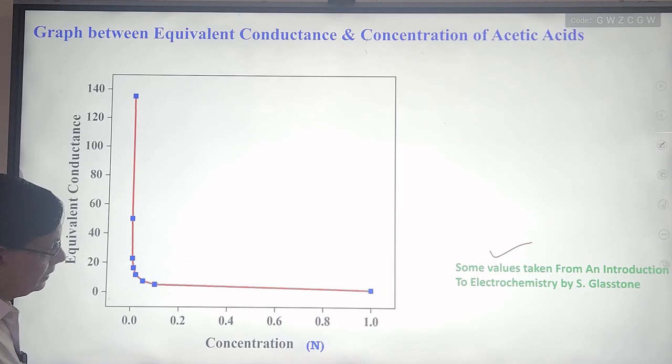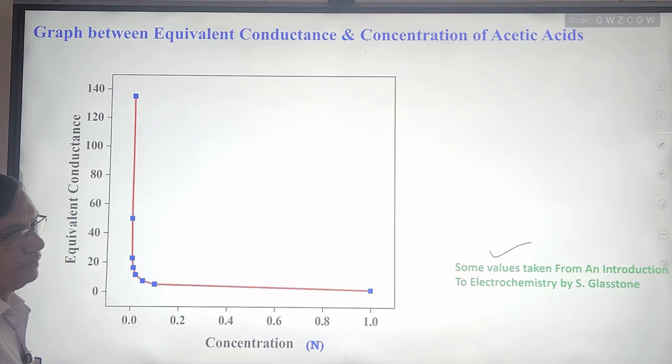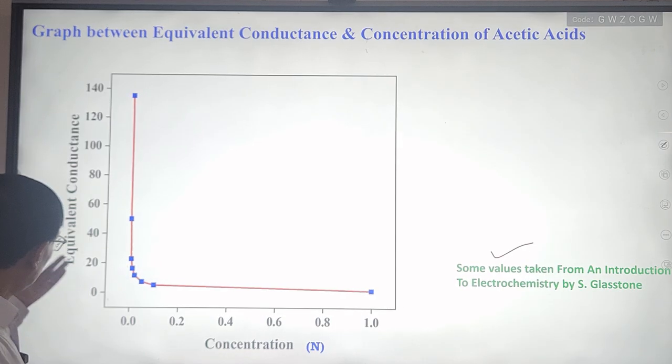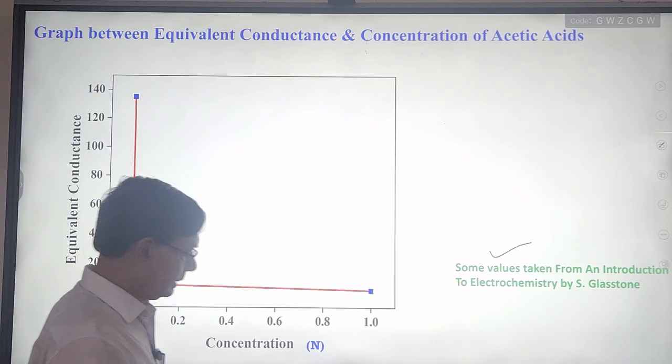For strong electrolytes, the behavior will be different and Ostwald dilution law may not be valid, because if I take a strong electrolyte like HCl or sodium hydroxide, the dissociation is entirely different. Or sometimes you can plot a graph of 1 by equivalent conductance against C. So there are so many methods.